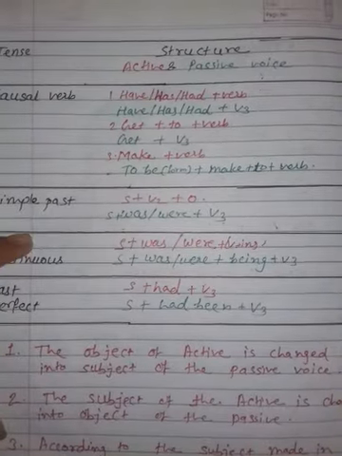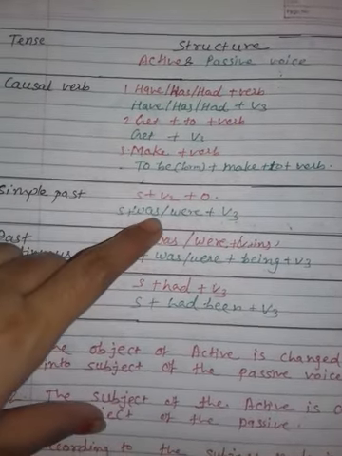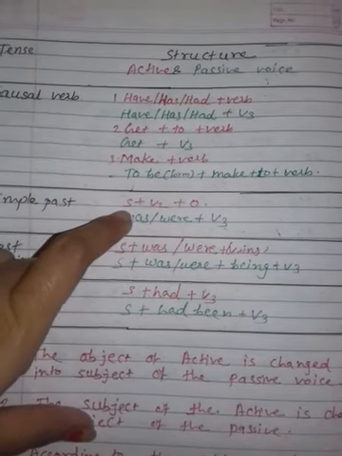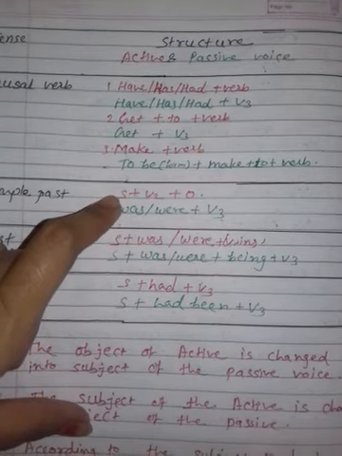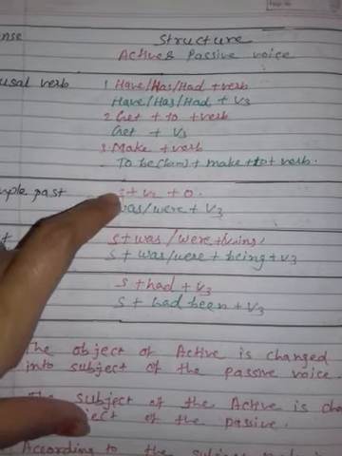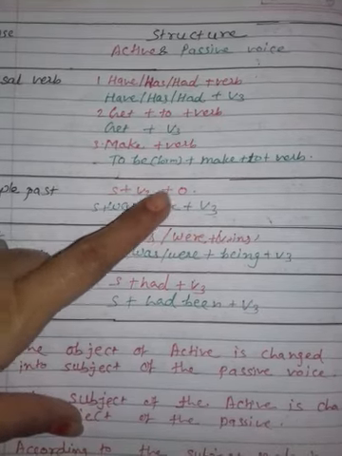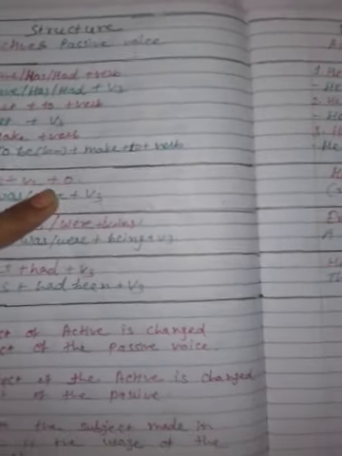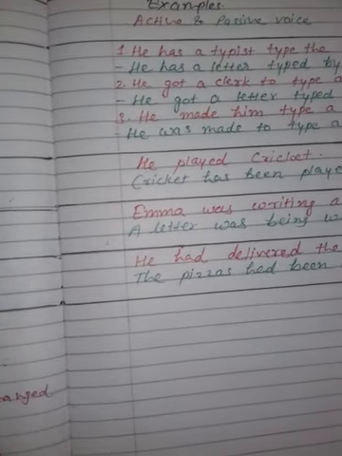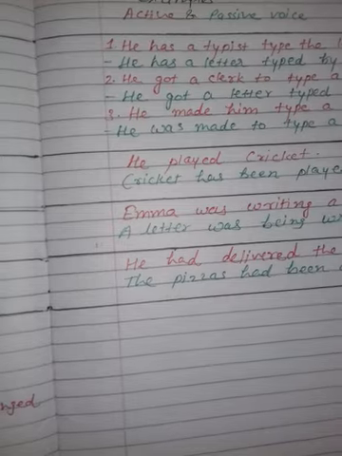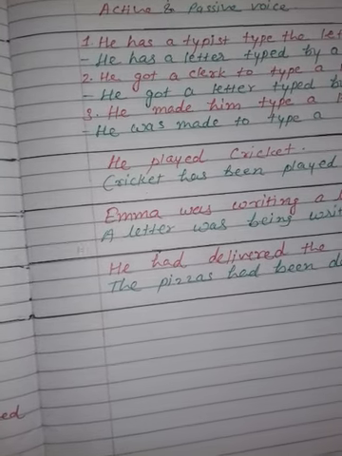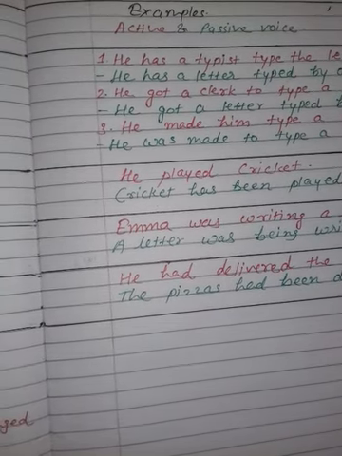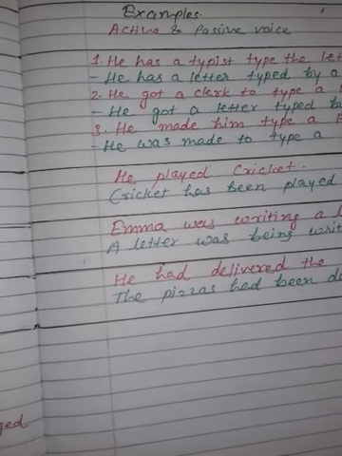So you can see here in simple past tense we use the helping verb was/were. The structure of simple past tense in active voice, you know very well, is subject plus second form of the verb plus object, like I went to market. If you want to see examples, he played cricket. It is the sentence of simple past, but when we change it here, cricket has been played.